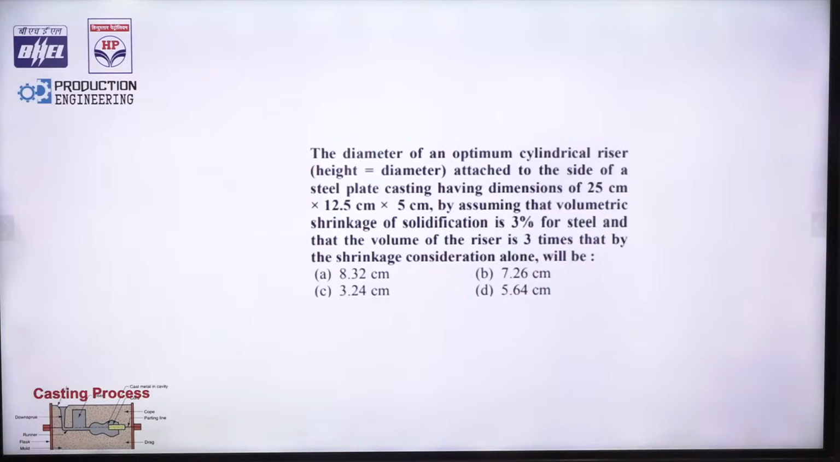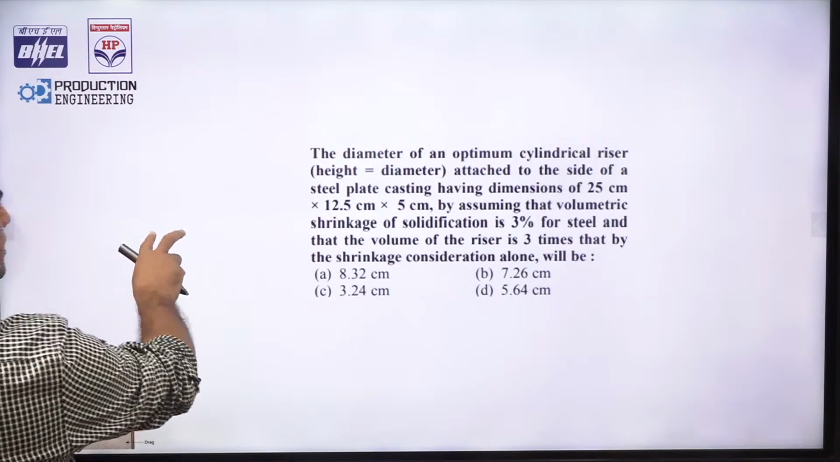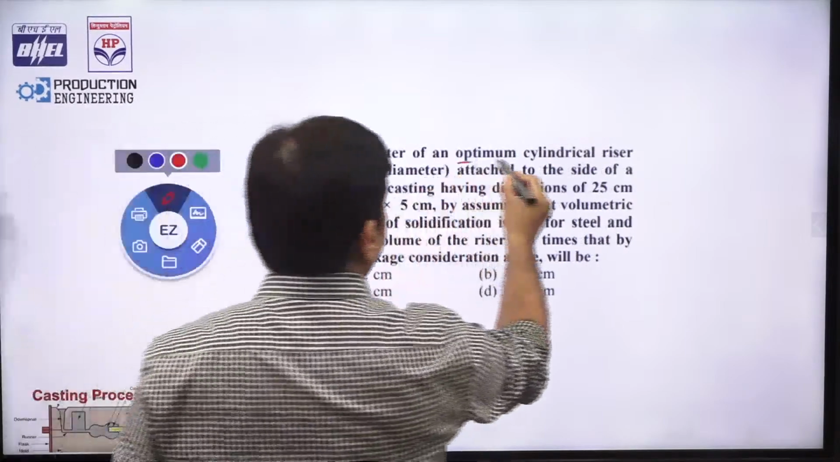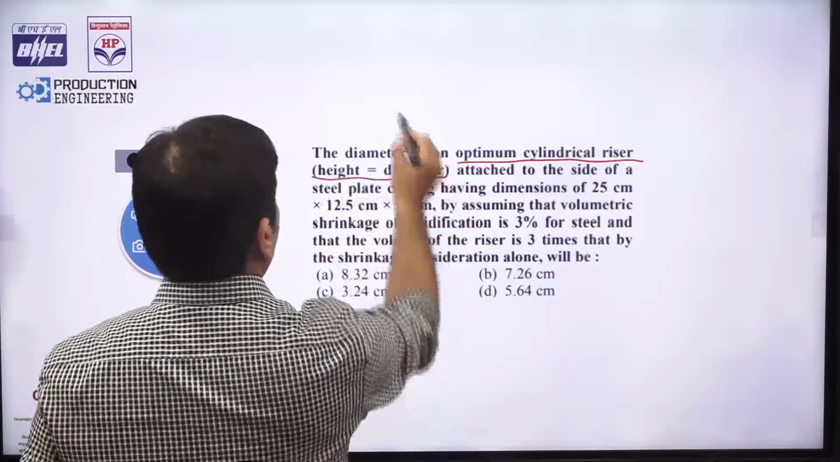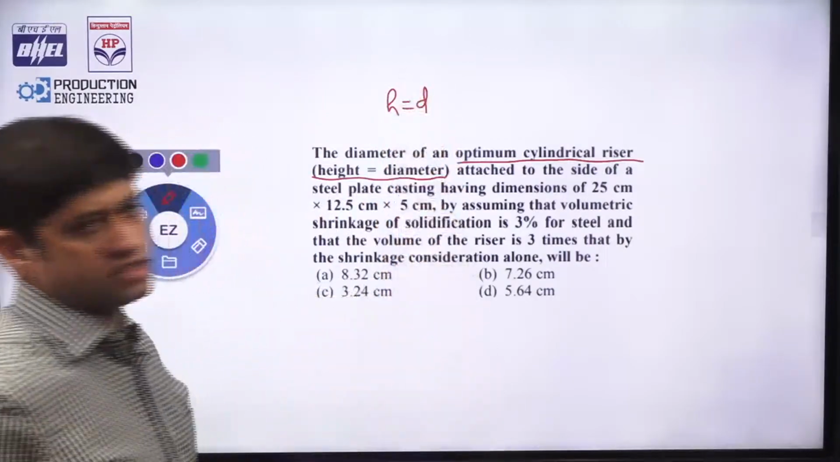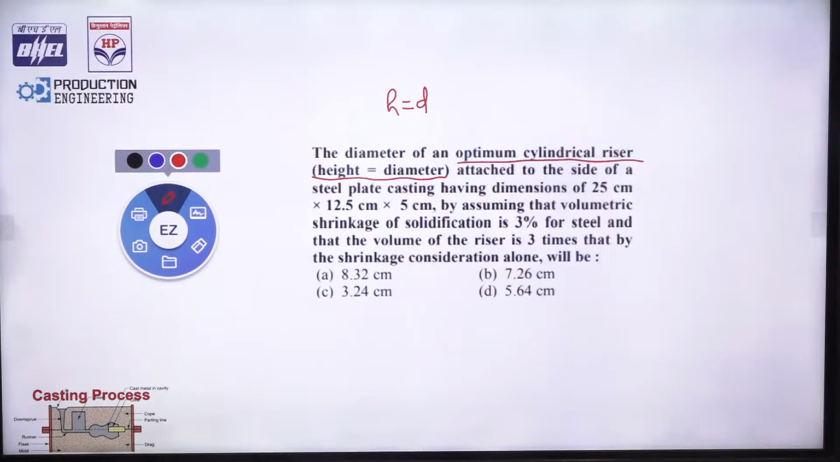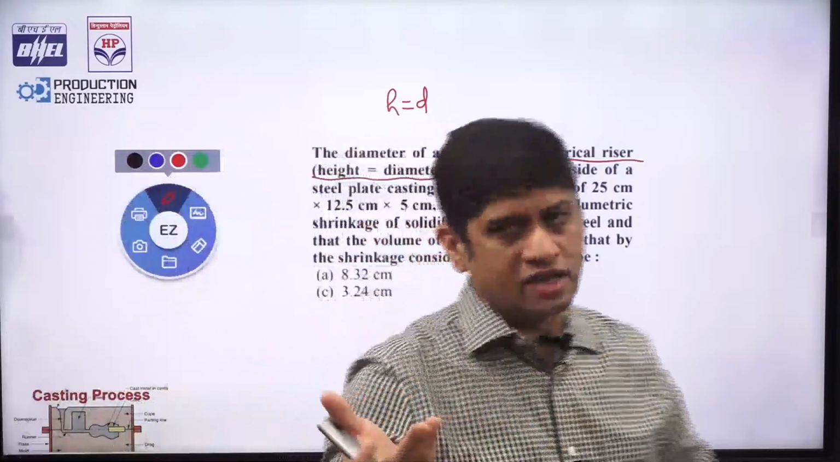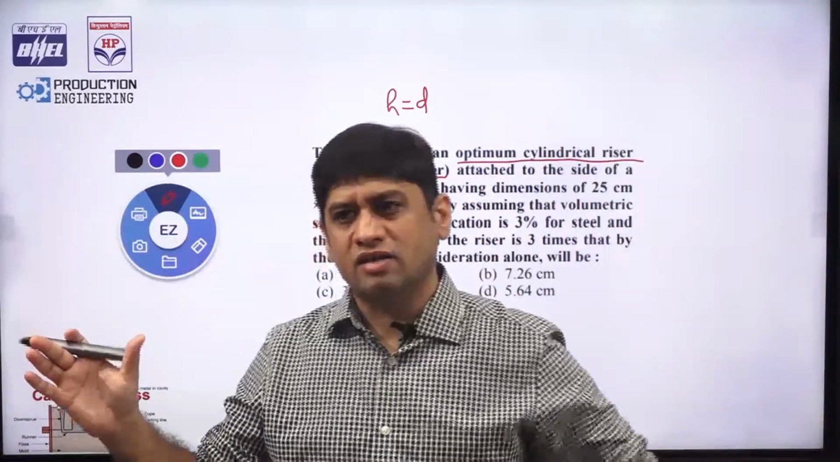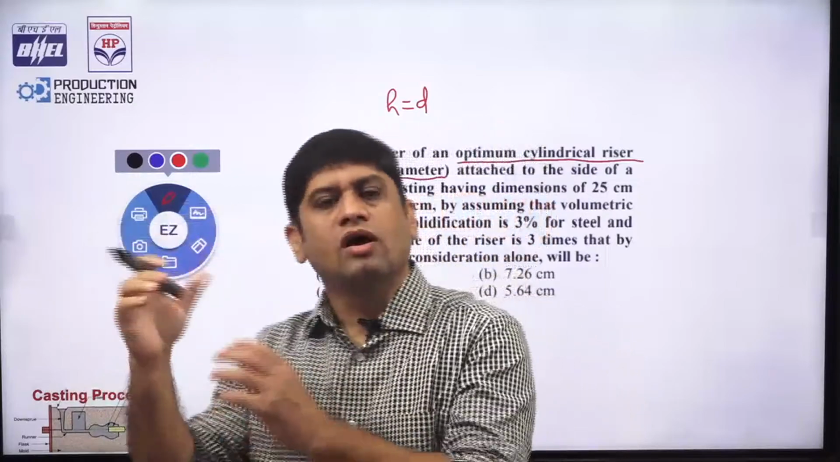And this is another type of question from where he can ask you. Now he will give you one typical casting. You need to design a cylindrical riser, and the optimum cylindrical riser has height and diameter the same. Optimum cylindrical riser means where you have maximum solidification time. So the best shape of riser is spherical, but we cannot make a spherical riser because the production rate will decrease, because making the spherical riser and putting that in the sand and then taking it out, the production rate decreases.